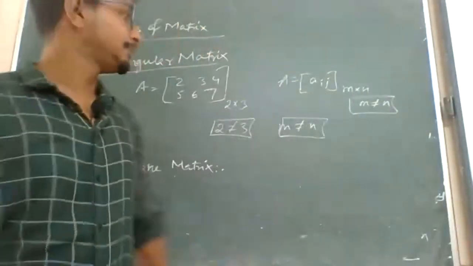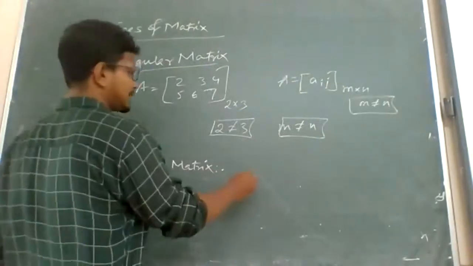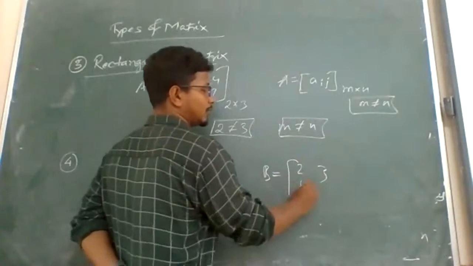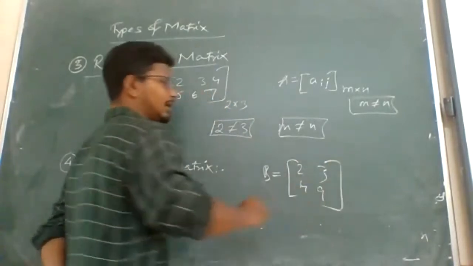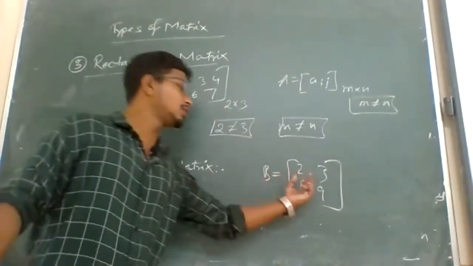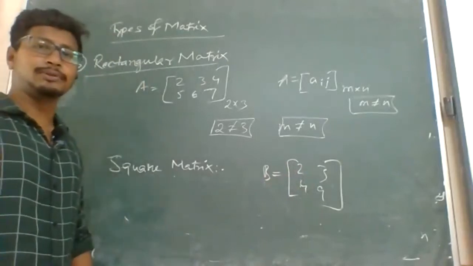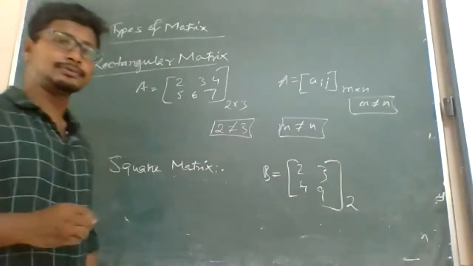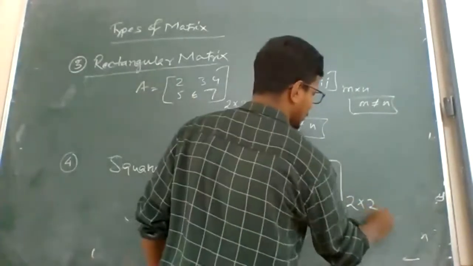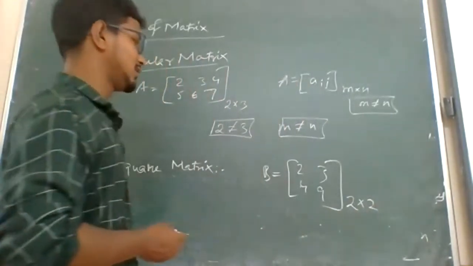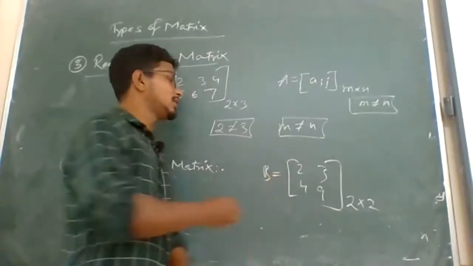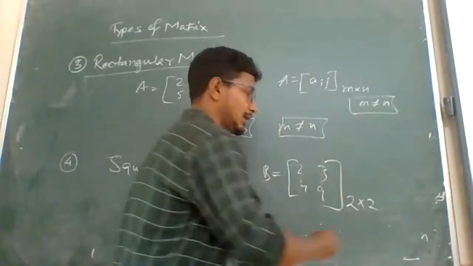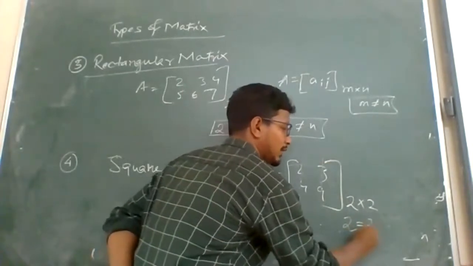Square matrix is very easy. By the name itself, what is that? Let us consider, I have written here matrix B and the elements are 2, 3, 4, 9. You can see here, how many rows are here? Yes, we have 2 rows. How many columns are here? Sir, 2. Very nice. So 2 rows are here, 2 columns are here. That means you can see here the number of rows is equal to number of columns.